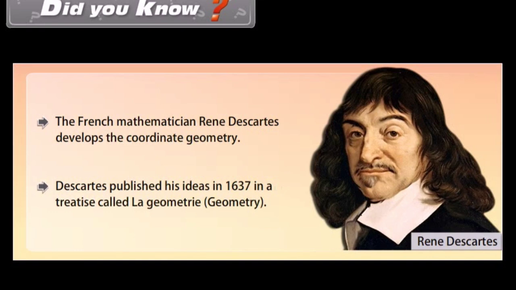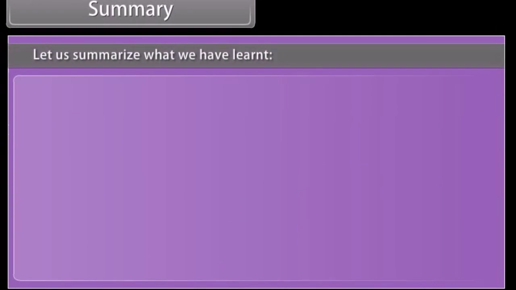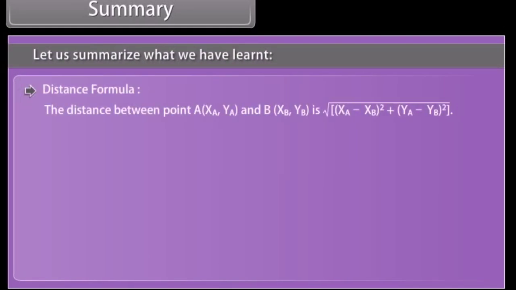Summary. Let us summarize what we have learned. Distance formula is the distance between points A(XA, YA) and B(XB, YB) is under root of (XA minus XB) whole square plus (YA minus YB) whole square.